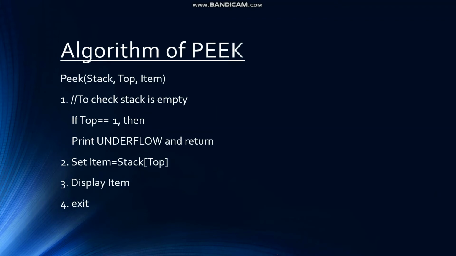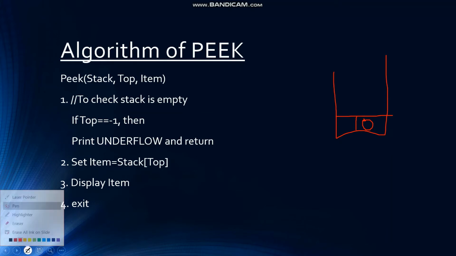Next, how the peek operation will take place. It will simply check whether the stack is empty or not. If the stack is empty, there is no element, then it will display that. The work of peek is to display the value that the top element is holding. Suppose the top element is holding 10. Then the stack of top will be placed in item, means the item will hold the value of stack of top and it will simply display the item value.